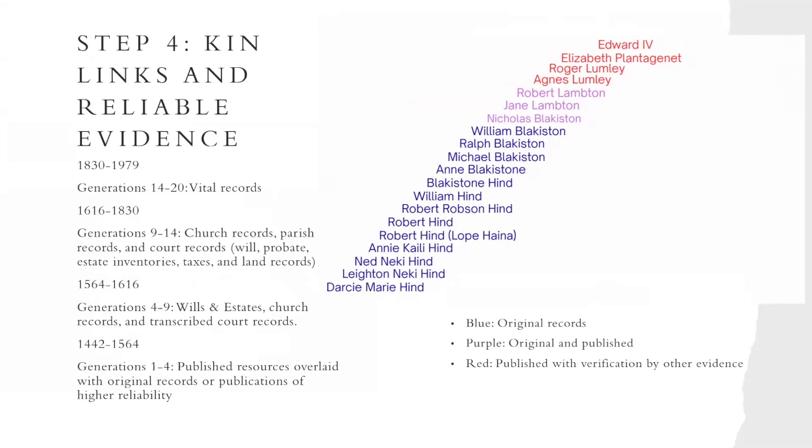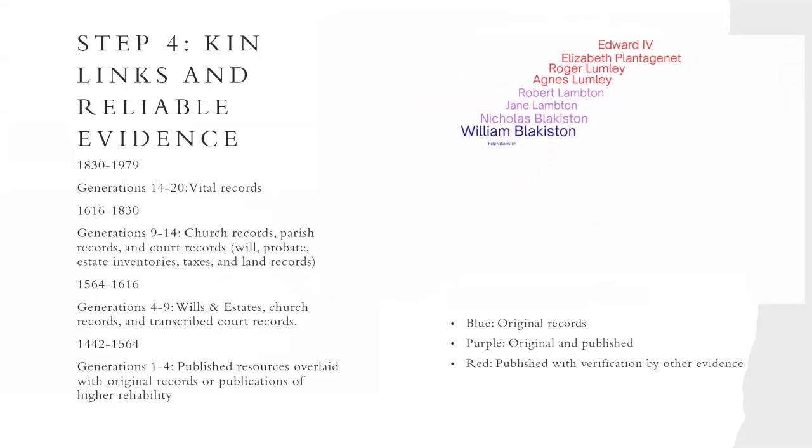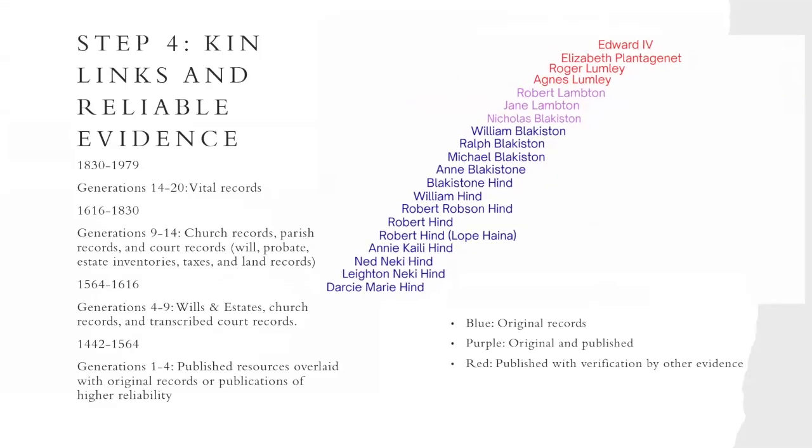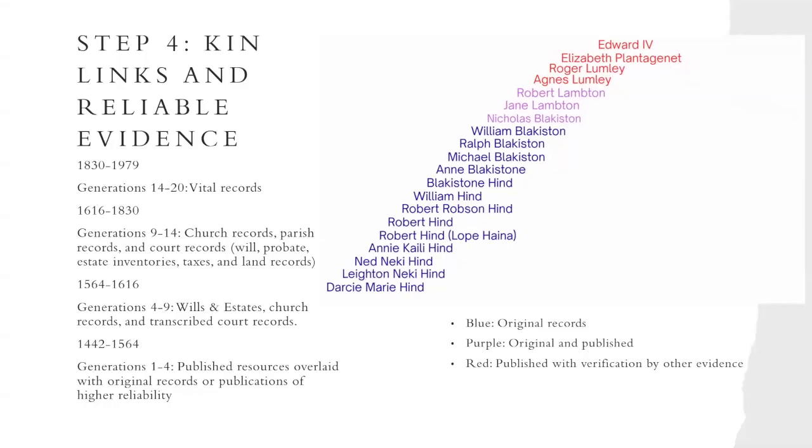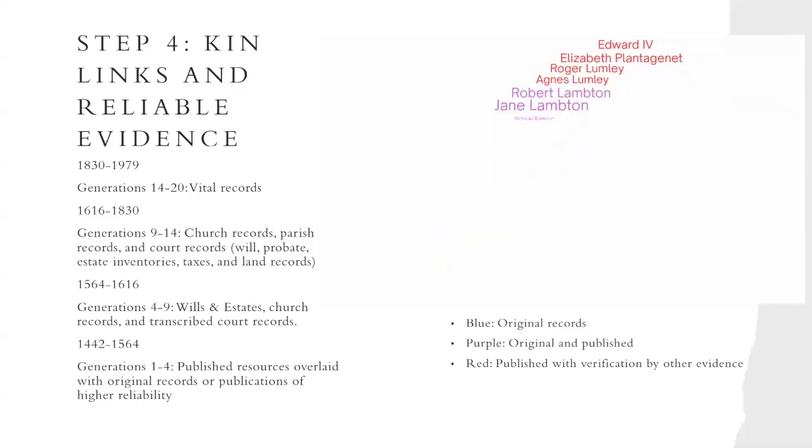Generations 9 through 14 were verified with church records, parish records, and court records that included wills, probate, estate inventories, land records, and tax assessments. Generations 4 through 9 were verified with church records or headstones when available in burial assessments, local records, wills and estates, and transcribed court records if the records were no longer available or in poor condition. Citations for claims and descriptions of claims were done in the preferred format of the application instructions.